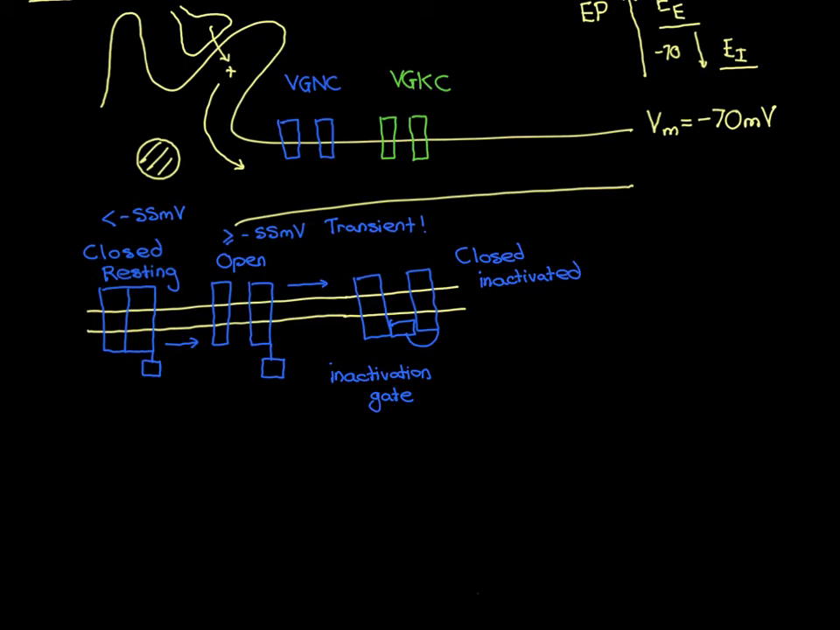So really, I would urge you to think about it, however, that there is only really two major states. There is the closed resting state, which is one major state, and there is a closed inactivated state. If the electrical potential difference across the cell membrane is less than negative 55 millivolts, then the ion channels want to sit forever and ever and ever in this closed resting state. If the electrical potential difference across the cell membrane is above or equal to negative 55 millivolts, then they want to sit forever and ever and ever in this closed inactivated state.